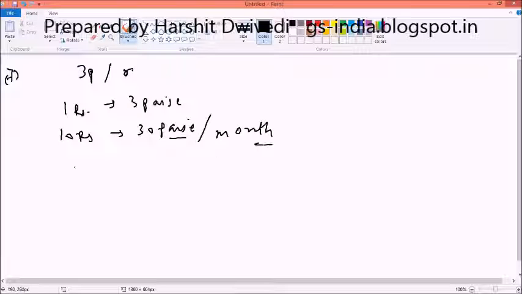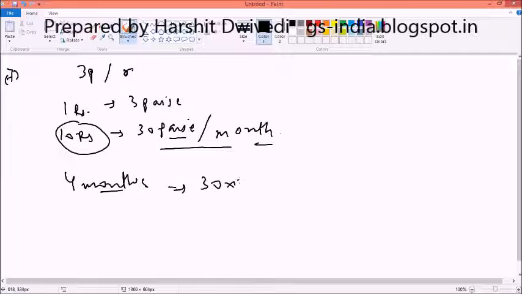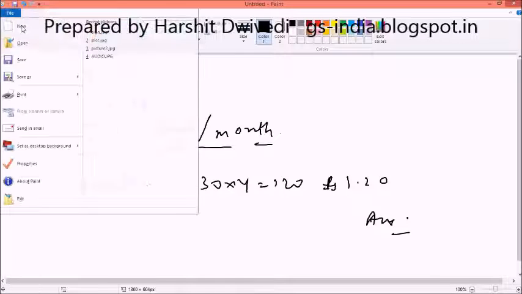And how many months are we talking about? We are talking about 4 months. So we can say that on 10 rupees, if we are getting an interest of 30 paisa per month, so for 4 months we will get 30 paisa into 4, 120 paisa, 1 rupee 20 paisa will be your answer. This is not a very difficult thing. Moving to my next question.